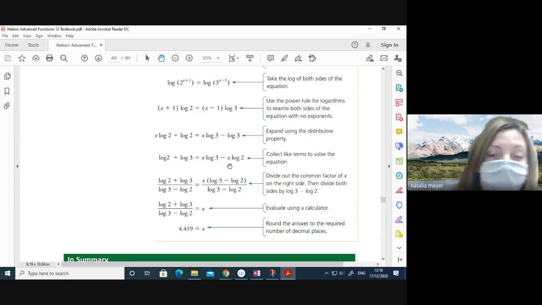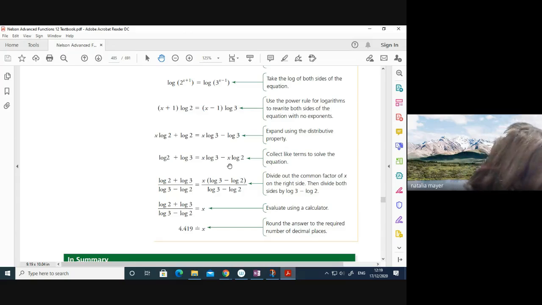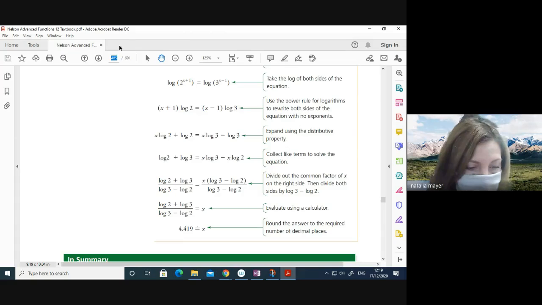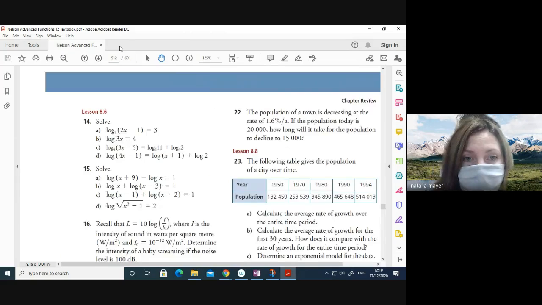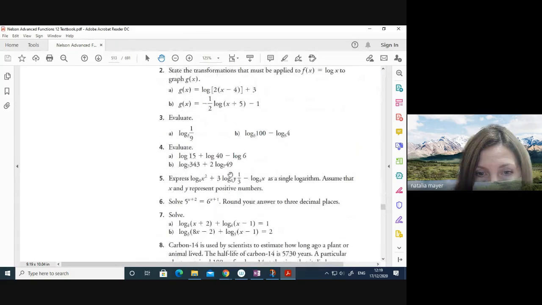Yes. Okay, great. So that's it. I believe it's so simple. And we're going to now work together on a similar question. The question is on page 512, question 6. This is the one. Okay?